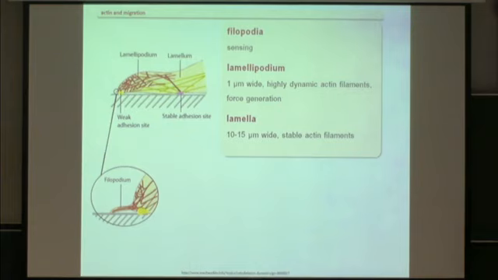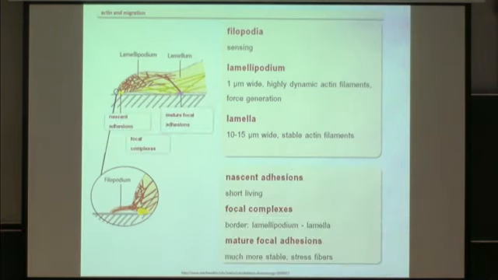In the region behind it, here 10 to 15 micrometers, but that depends a lot on the different cell types, there's a region which is called the lamellum, and within this lamellum the turnover of the actin filaments is quite different from the turnover of the actin filaments in the lamellipodium. Notably, the actin filaments are much more stable, but there is a clear border between the lamellipodium and the lamellum with more stable actin fibers. We're not talking about stress fibers here yet.